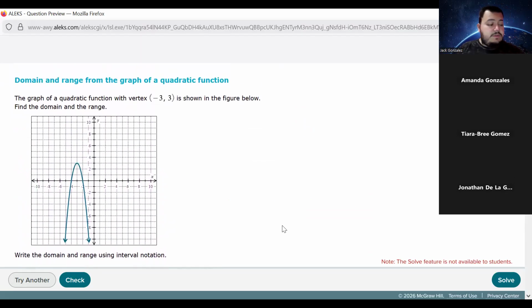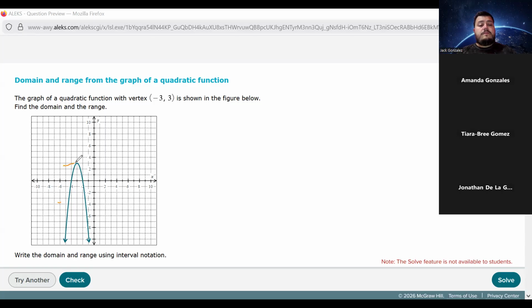Okay, this is the next one. This is 26. So on the domain, just see how far does it go to the right. So it goes on forever. So eventually it's going to hit all your x's on the left and all your x's on the right. So we'll be negative infinity to infinity because it keeps going to the left and right forever. Now, range is how high and how low did it go?